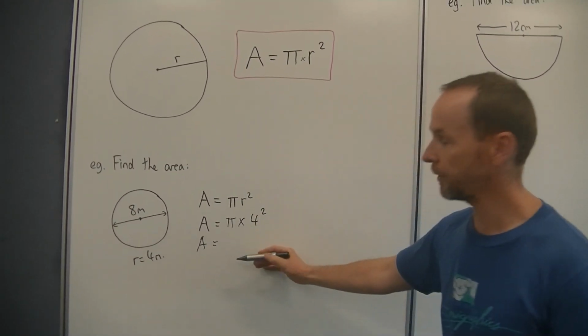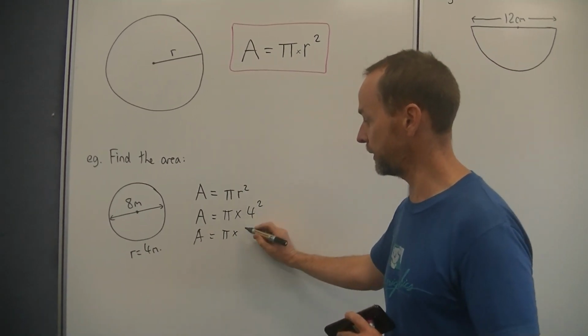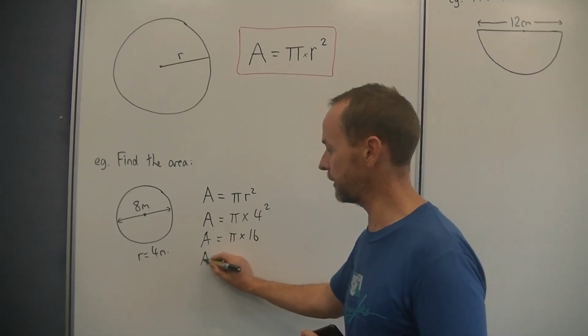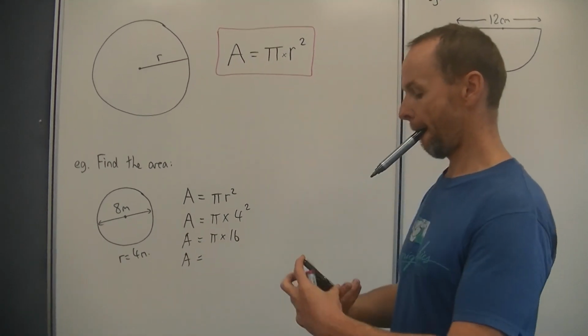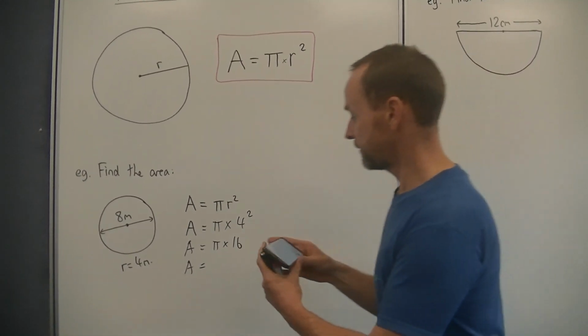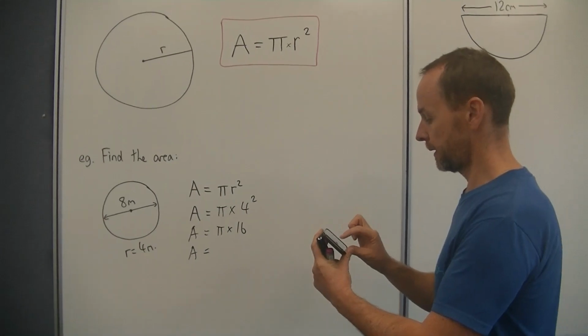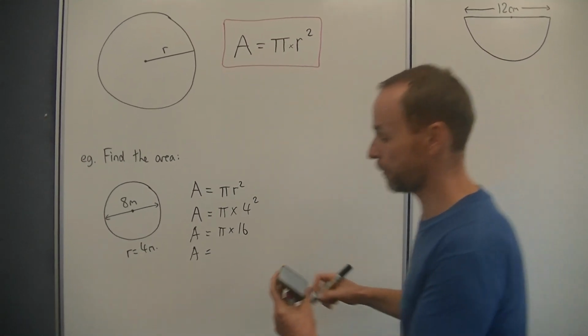And see how I set it out nicely down the page? Area equals pi times 4 squared is 16. You can put that in your calculator if you're not sure. And now I'm going to get my calculator out. Oh, my phone just went off. Okay. So now we just go 16 times pi. So pi is on your calculator, it's just a button you press.